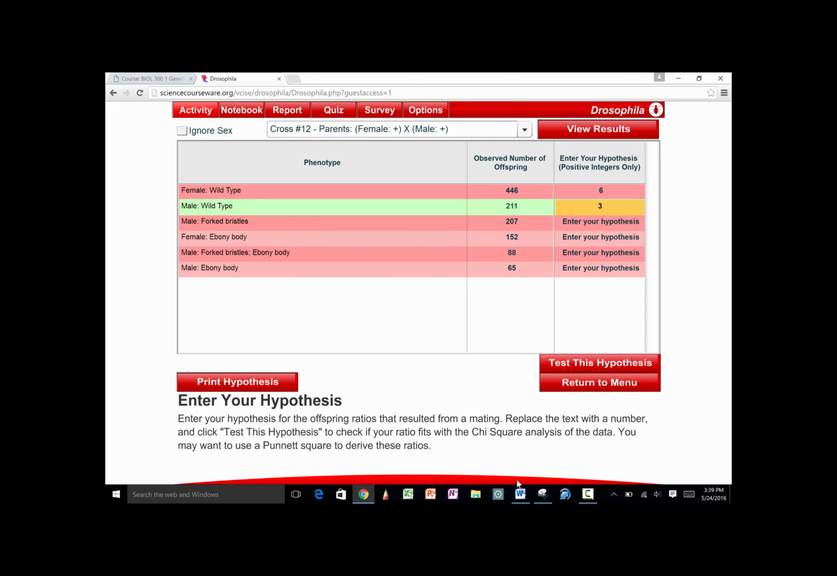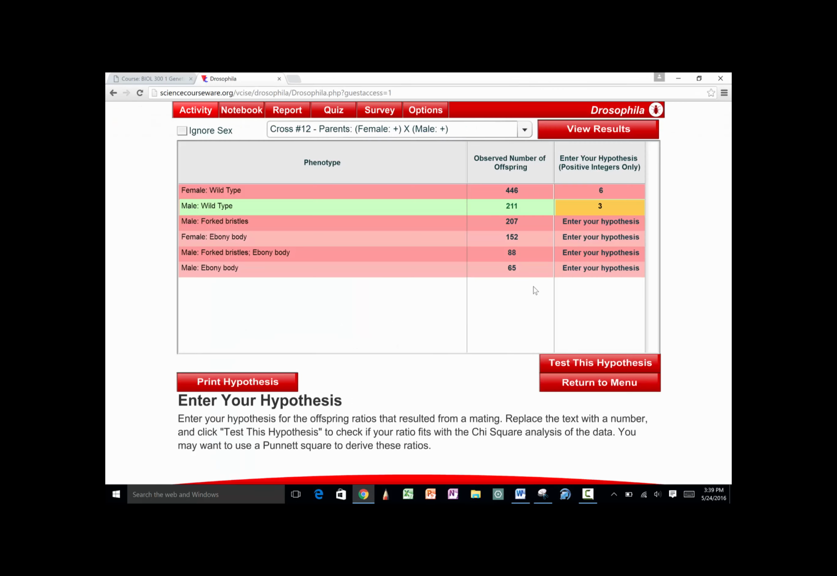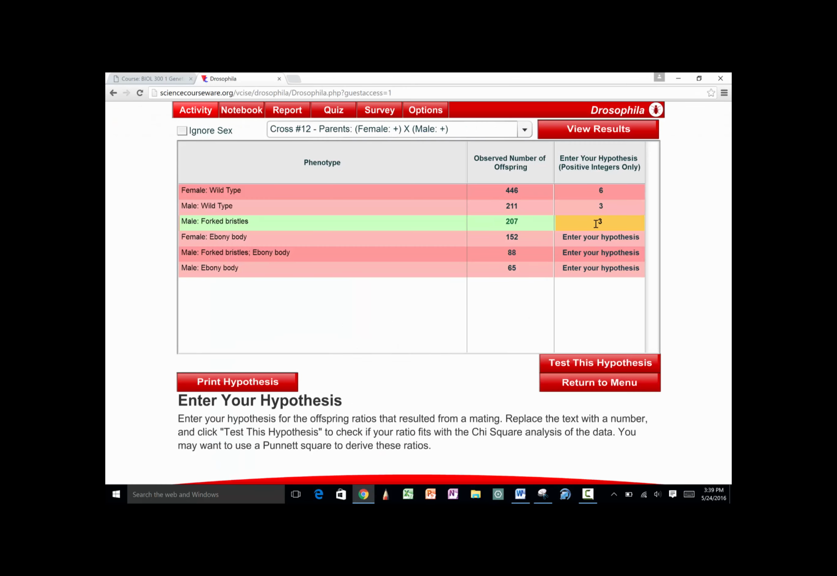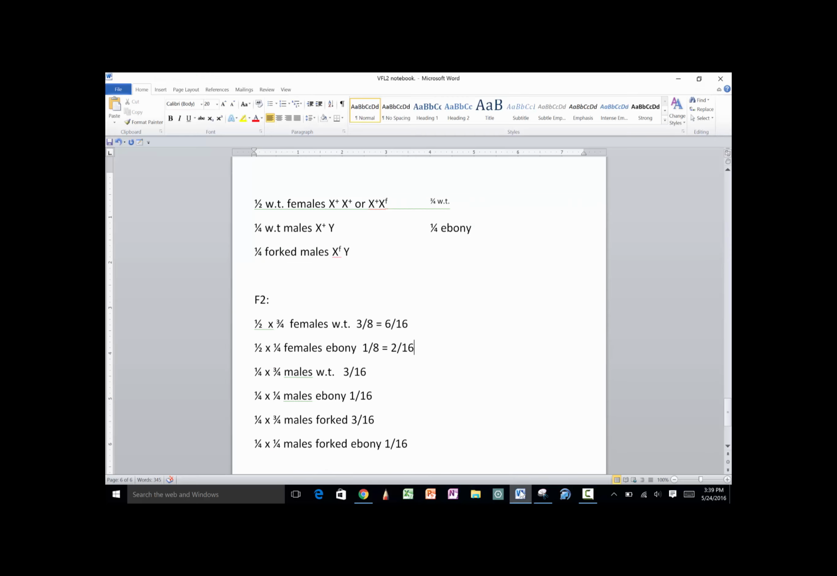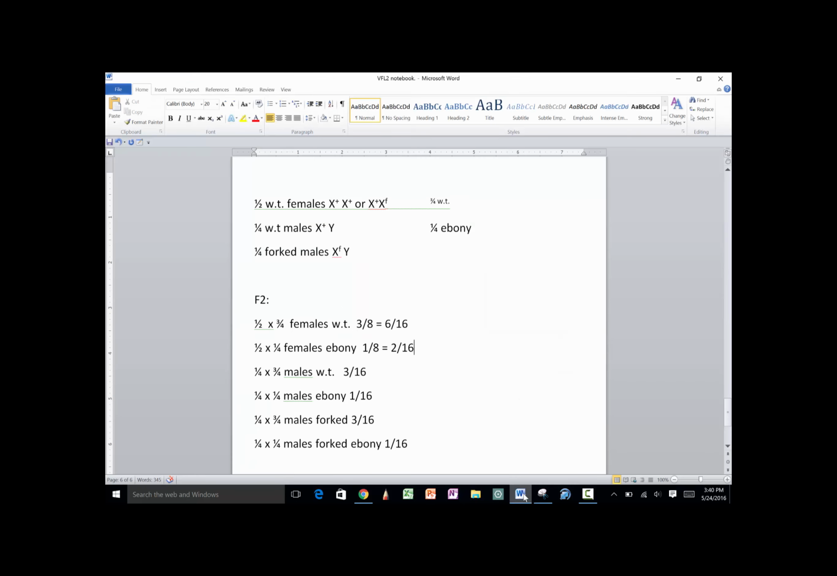Forked males, 3. Ebony female, 2. No, I'm not liking my hypothesis here. Well, maybe 2. What was the other one? Ebony female. Next is forked ebony male, which was 1.